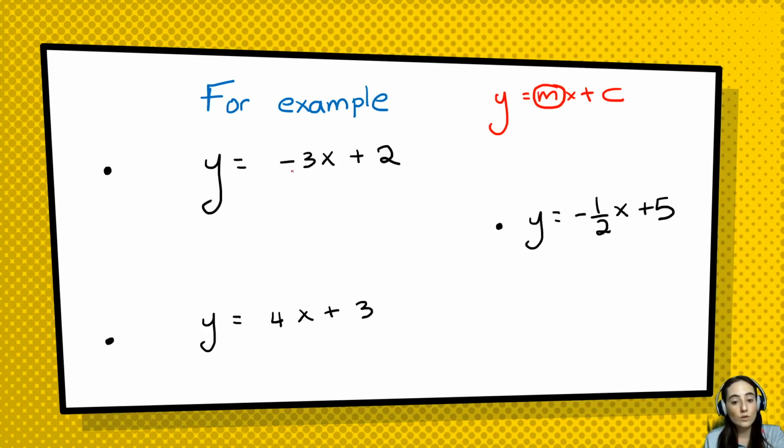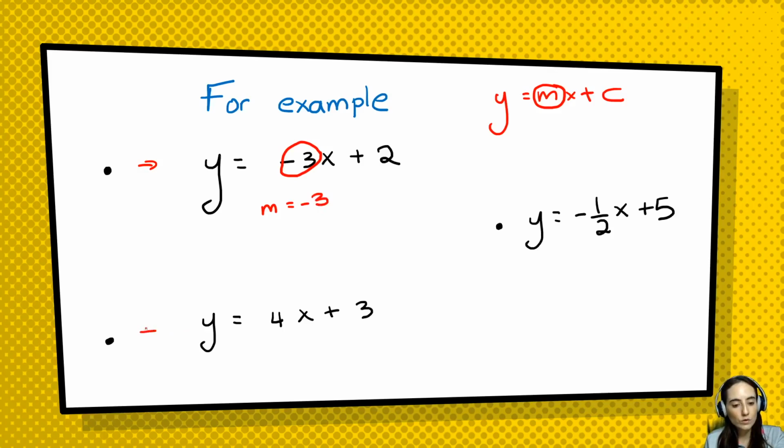So for this first example, when y equals minus 3x plus 2, again we're looking for the thing that is attached to x with a times, and this would be it, including its sign. So it's a negative one, and our m here would be minus 3.